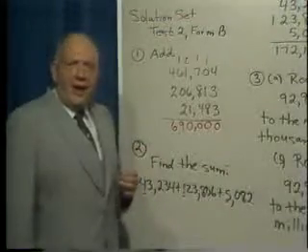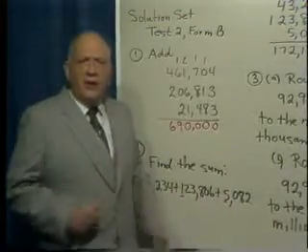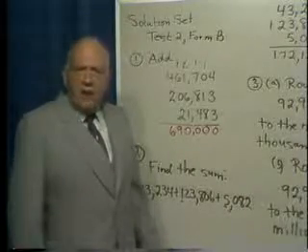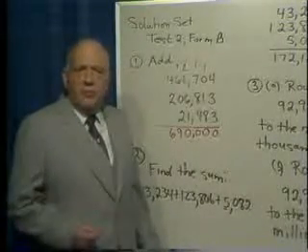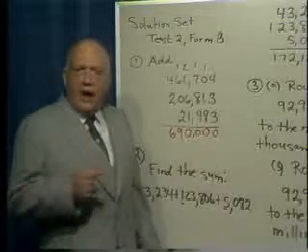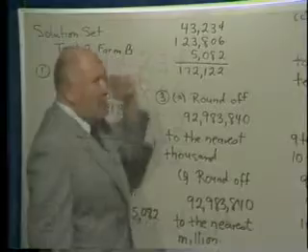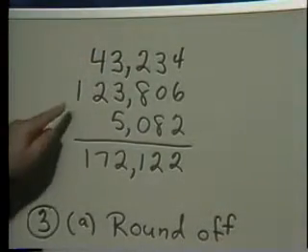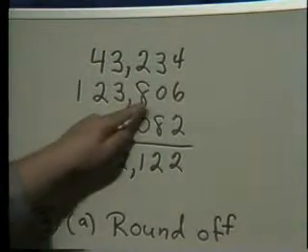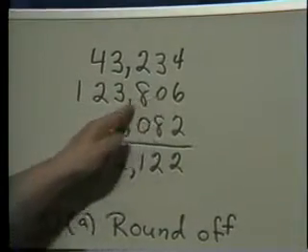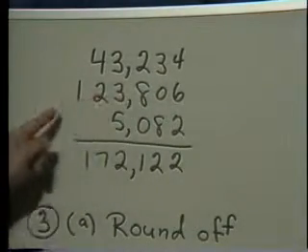So if you're not using a calculator and you don't feel like doing mental gymnastics and keeping track of the denominations, it's reasonable to rewrite the problem in the vertical form so that the like denominations line up. In other words, we write 43,234. Then we write the 123,806 so that the ones are lining up. You see, once the ones are in place, every other denomination is also in place.